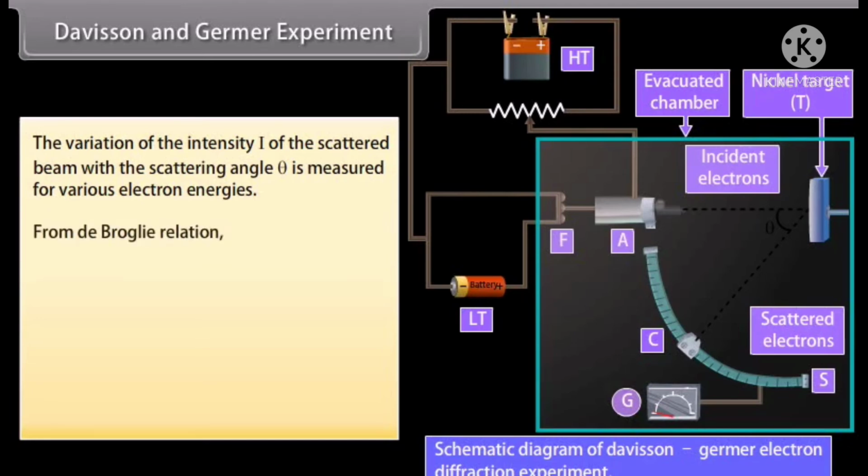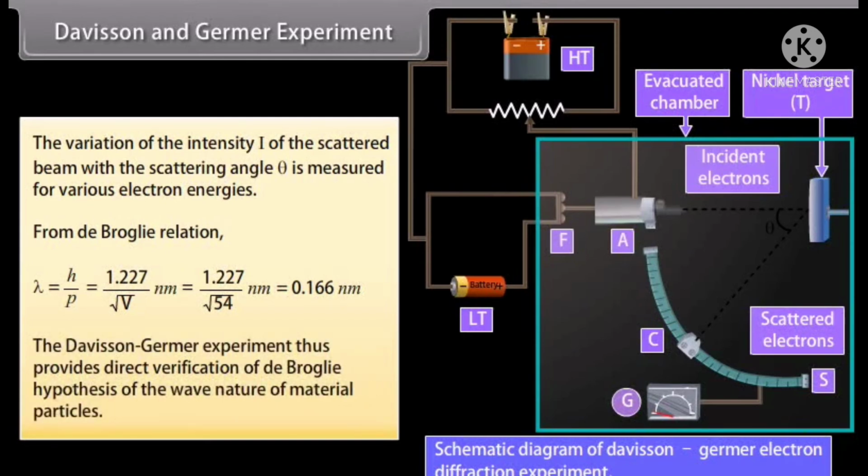From de Broglie relation, the de Broglie wavelength associated with the 54 eV electrons can also be determined. For these electrons accelerated through a potential difference of 54 V, lambda = h/p = 1.227/square root of V nanometer = 1.227/square root of 54 nanometer = 0.166 nanometer. The Davisson-Germer experiment thus provides direct verification of de Broglie hypothesis of wave nature of material particles.